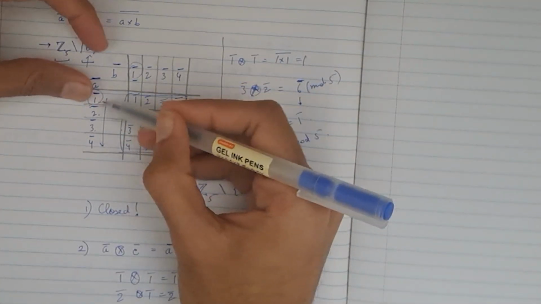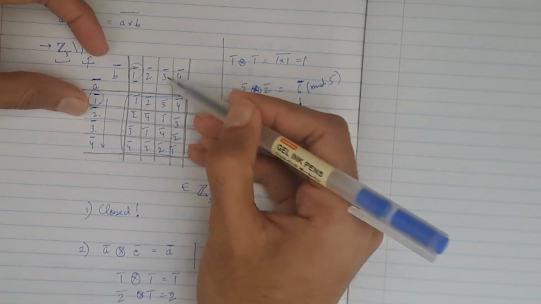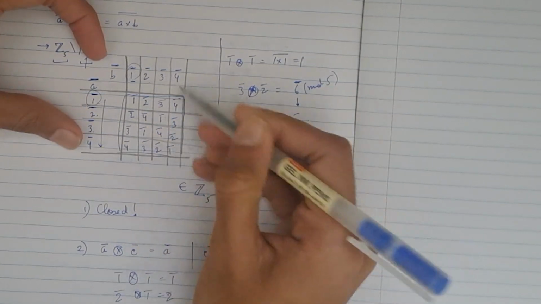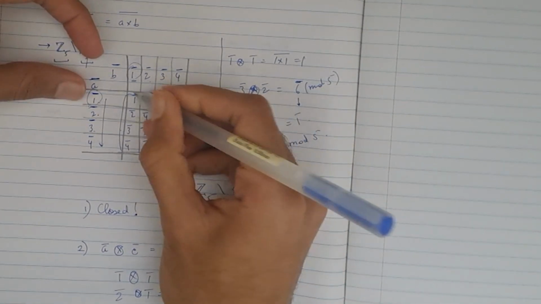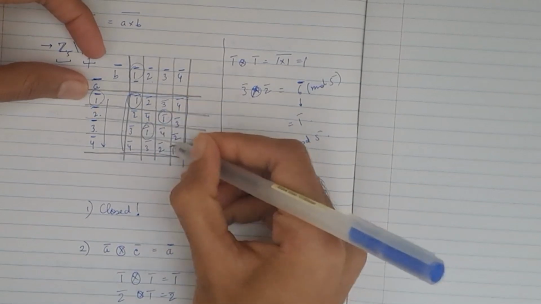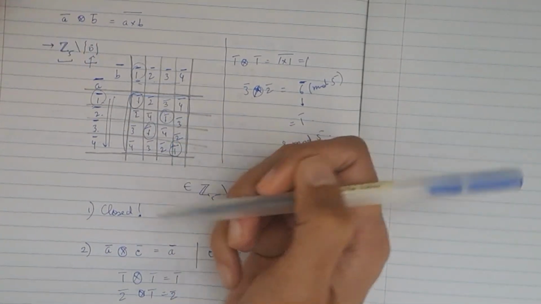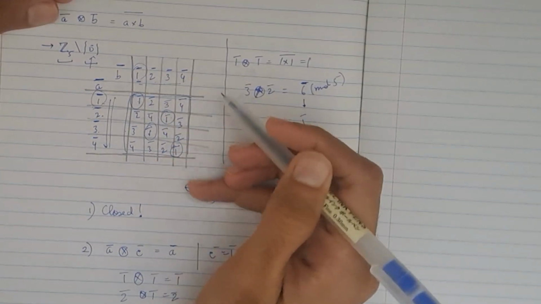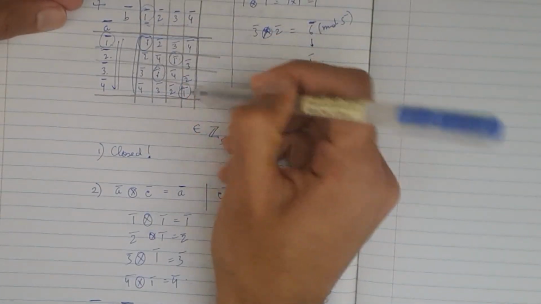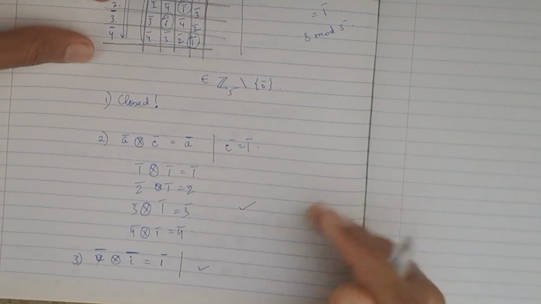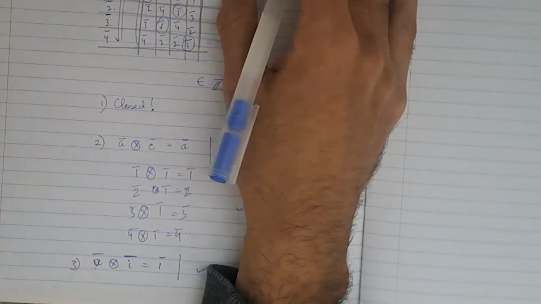1 times 1 is giving 1. 2 times 3 is giving 1. 3 times 2 is giving 1. And 4 times 4 is giving 1. So we have an element that gives 1 for each of these 4. It happens to be different for all of them, as you can see. But we do have such an element I. Yep, so there is also an inverse element that exists.